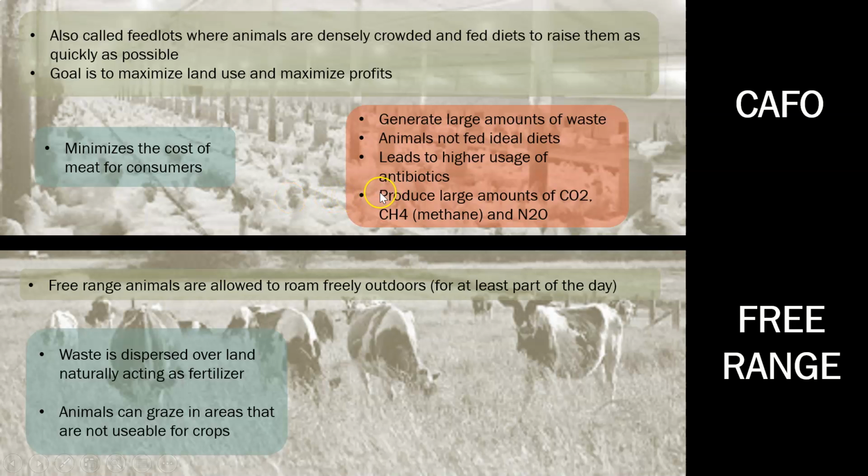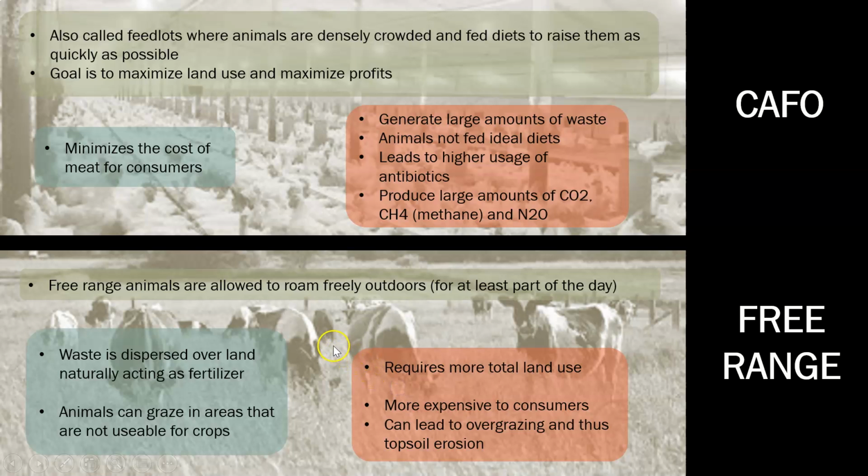We do have some downsides though. Feedlots generate large amounts of waste. You think you have more animals in a smaller space, that also makes more manure in a smaller space. These animals are fed diets to raise them as quickly as possible, so they're generally not fed diets that are ideal for their intestinal system, which leads to a higher usage of antibiotics and also produces a larger amount of CO2, CH4, which is methane, and N2O.